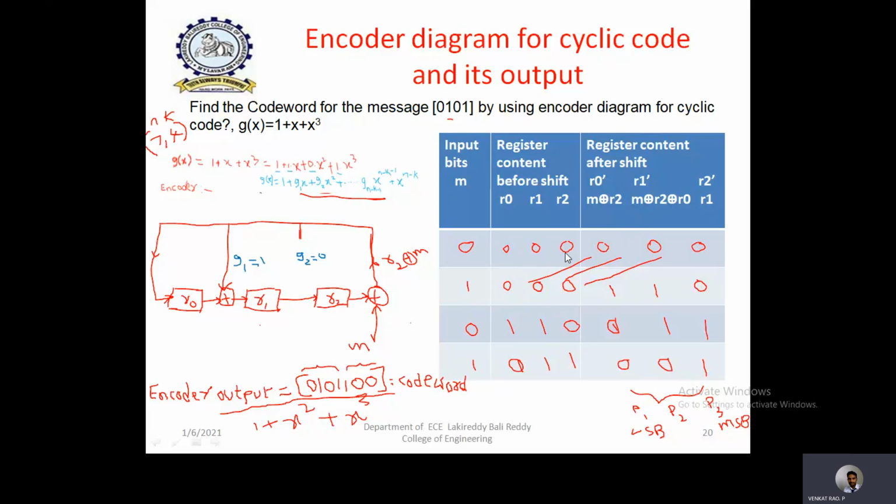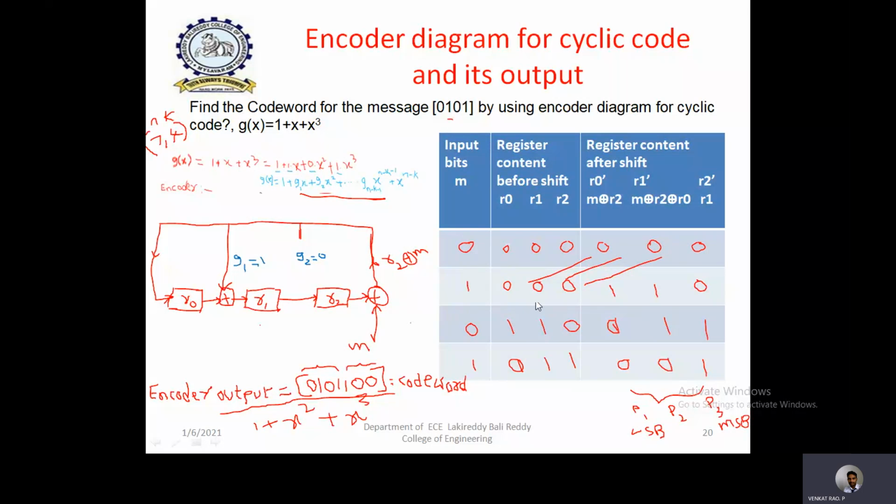Initial values are zeros. So based on this, substitute the formulas. So R0 dash is equal to M XOR with R2. So M XOR with R2, that is 0. Next, R1 dash is equal to M XOR with R2 XOR with R0. All the zeros. So R2 dash is equal to R1, 0. So again, repeat the same. Continue this 0, 0, 0 as the present value now when the input is 1.